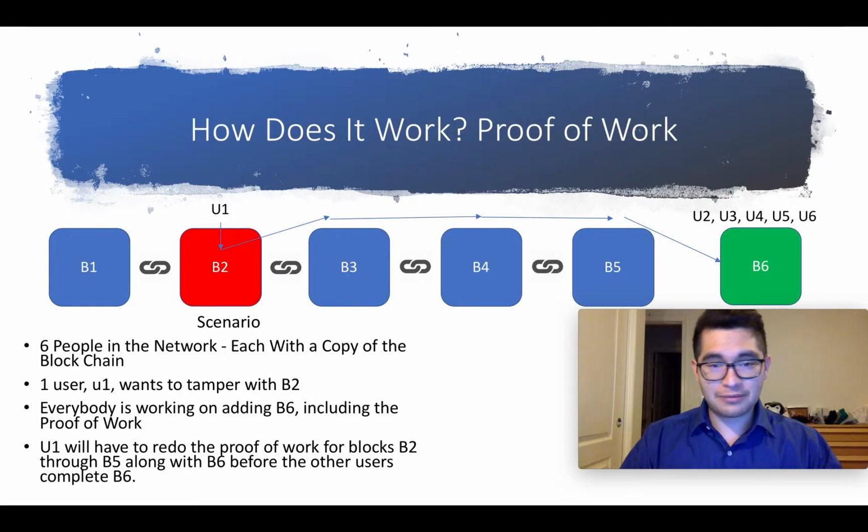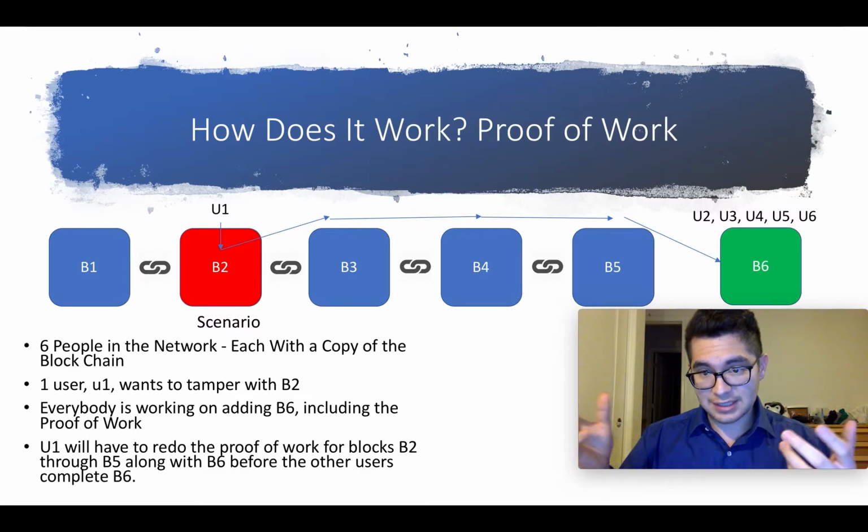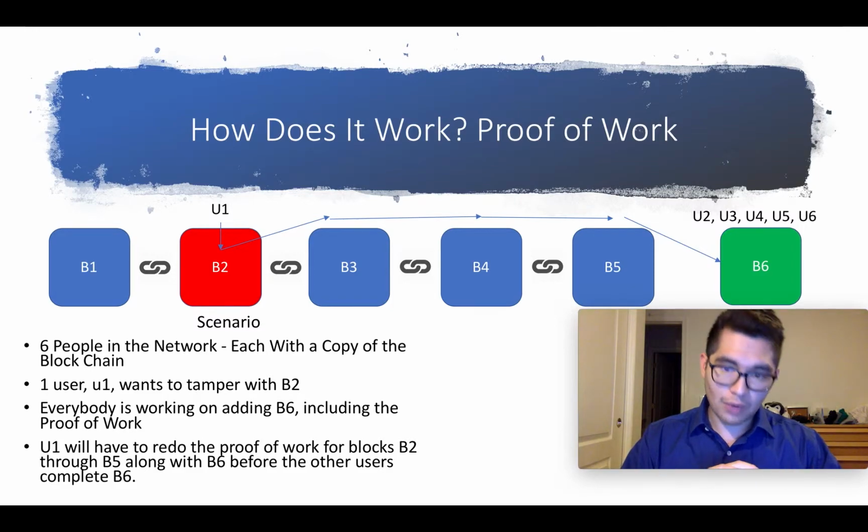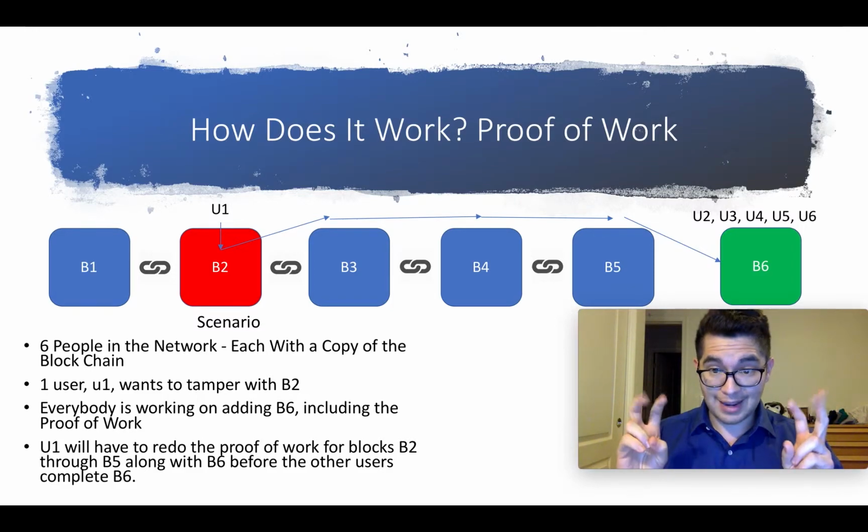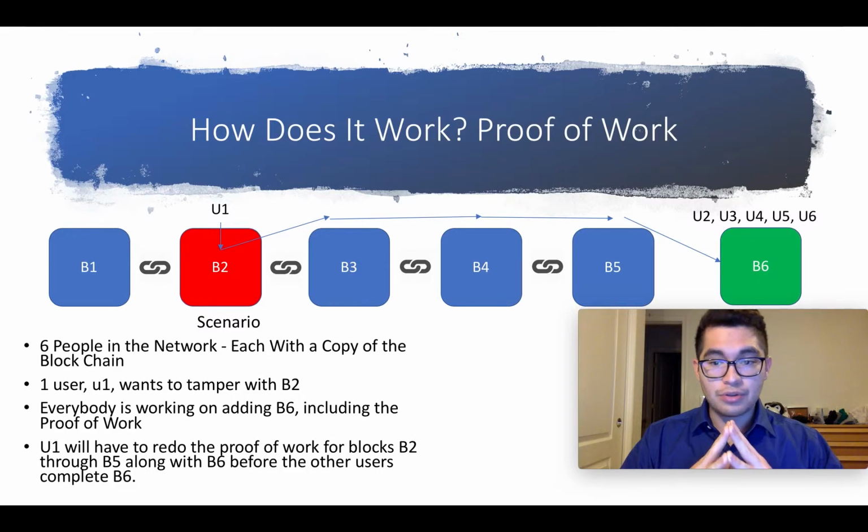So this is how I'm going to visualize how we implement proof of work. Taking the previous example, let's assume we have 6 users in the network of this blockchain. And user 1 wants to maliciously edit and manipulate block 2. And while users 2 through 6 are working on adding this new block 6 to the blockchain. Well, in order for user 1 to hack the blockchain, they will need to do the proof of work for block 2 through block 5 and block 6 before users 2 through 6 finish the proof of work for block 6.